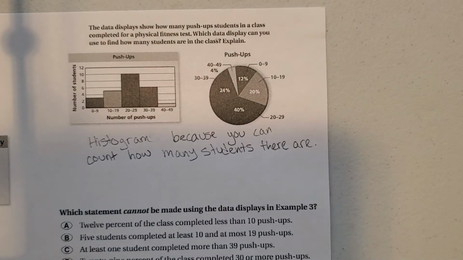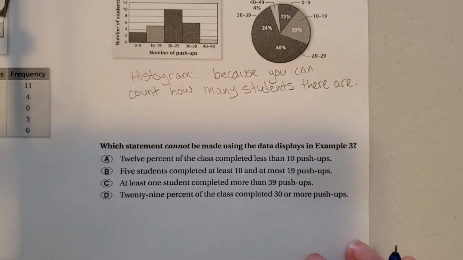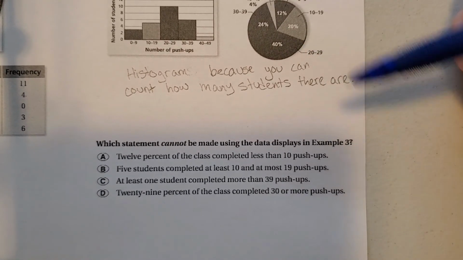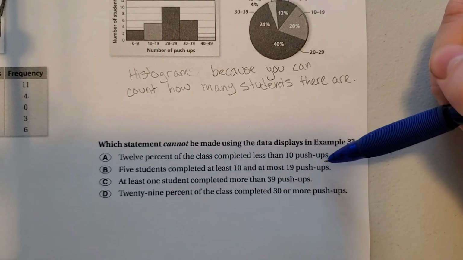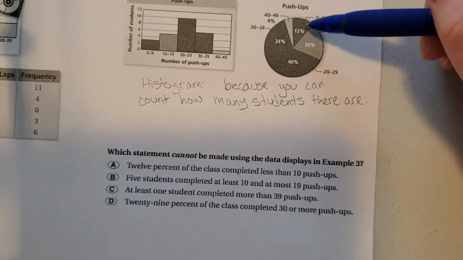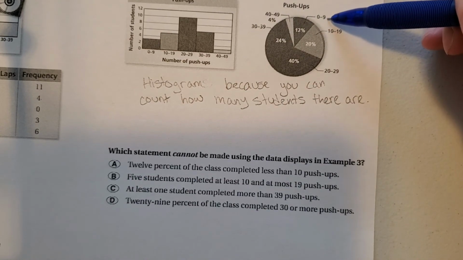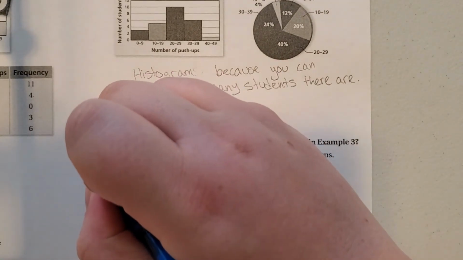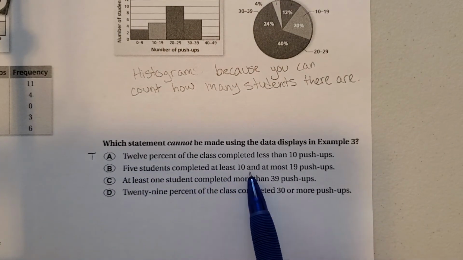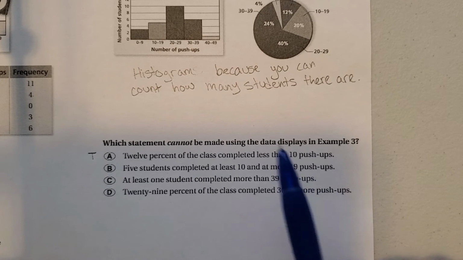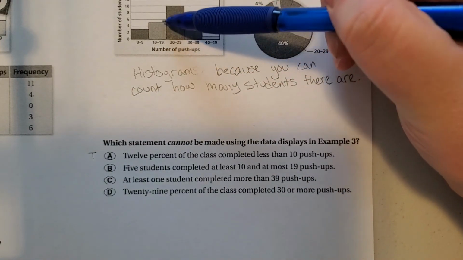All right. And our final example says, which statement cannot be made using the data displays in example 3? The first one says 12% of the class completed less than 10 push-ups. If I look up here, 12% of the class completed 0 through 9, which is less than 10. That is true, so we can make that statement. The next one, 5 students completed at least 10 and at most 19 push-ups. If I look between 10 and 19 on the histogram, it is 5 students.